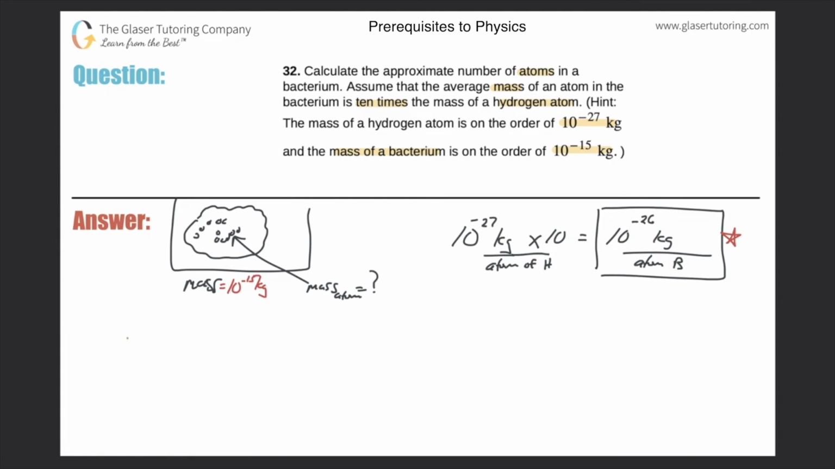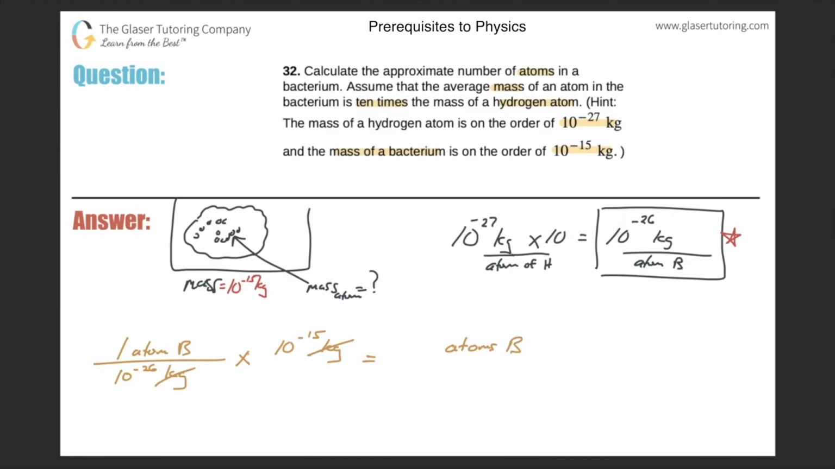So for every one atom that's found in the bacterium, its weight is 10 raised to the negative 26 kilograms. Now, if I multiply this ratio by the mass of the whole bacterium, which was 10 raised to the negative 15 kilograms, that will tell me the number of atoms, because notice the kilograms will cancel. Therefore, the only unit that's left would be atoms of bacterium. So that's the unit that I'm going to write down over here, atoms of the bacterium.